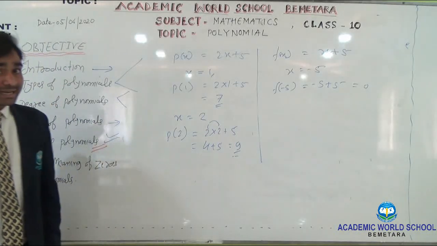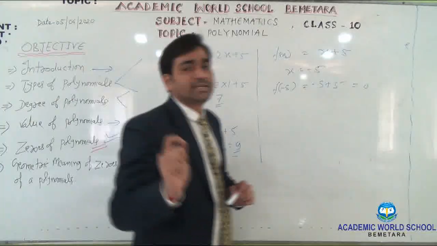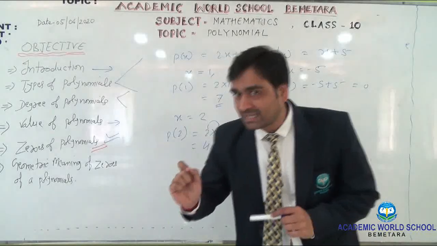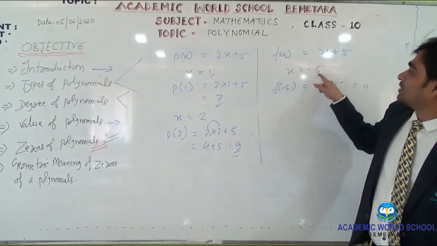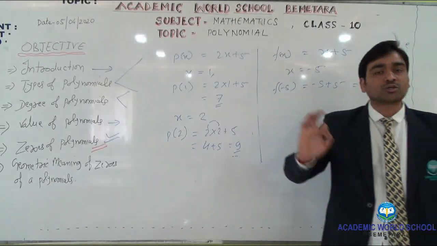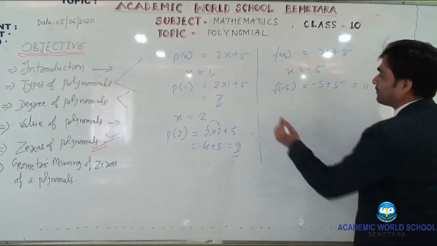Again I am explaining: when we substitute a particular value of x and after solving the polynomial we get 0, this particular value is known as the zero of the polynomial. Now one more example.